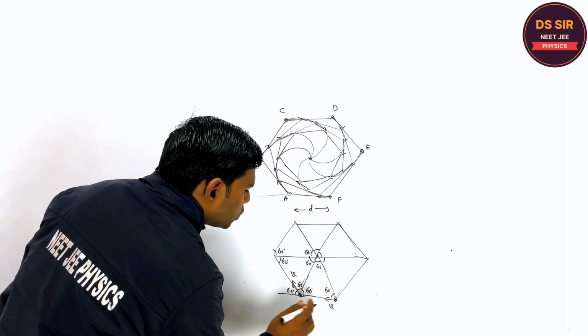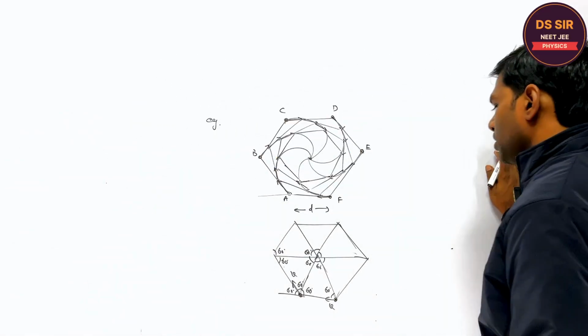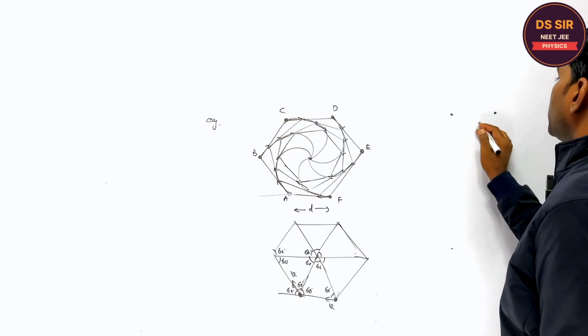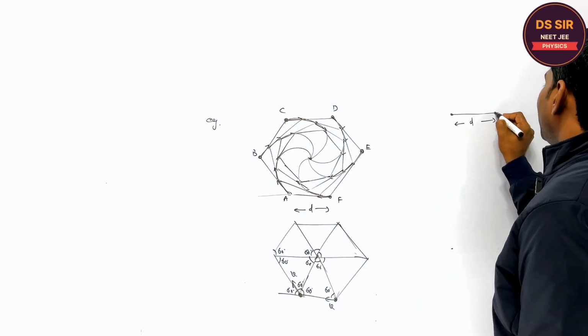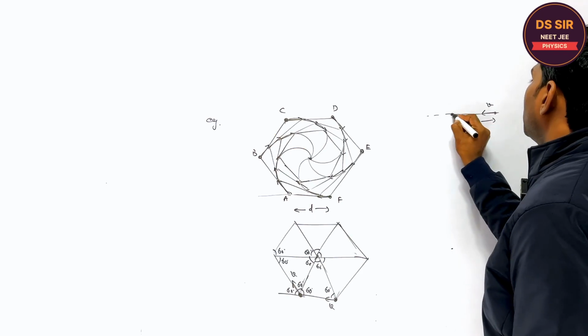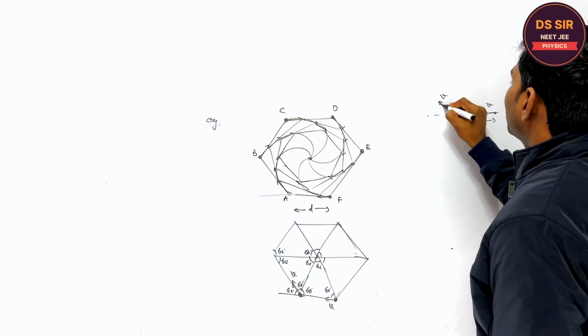Now you consider these two particles. I am writing here. So the two particles, and the separation between them is initially d. And this is the v, and this velocity is v.